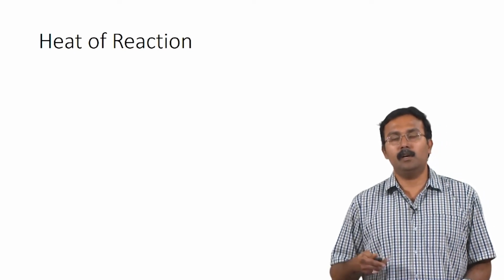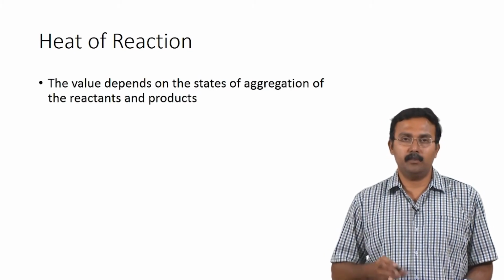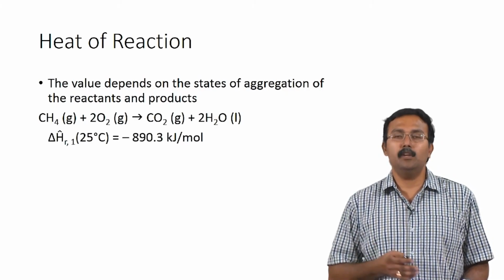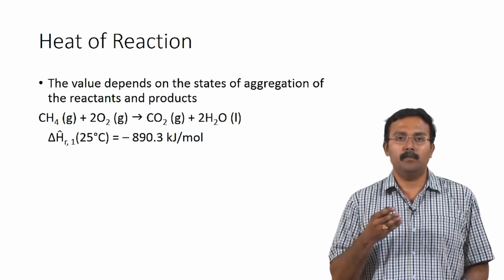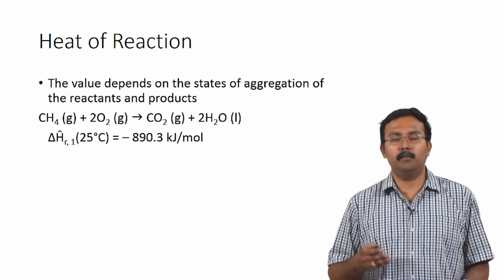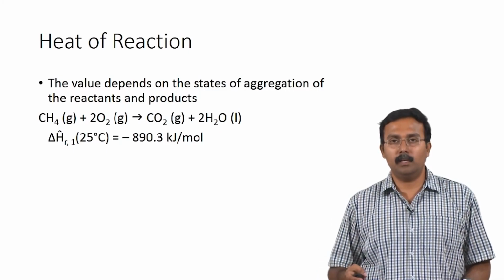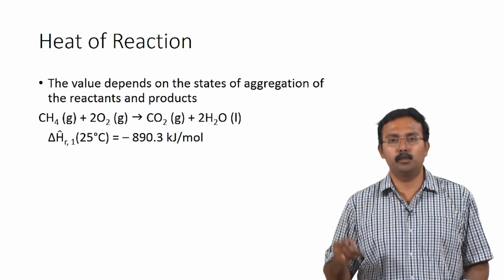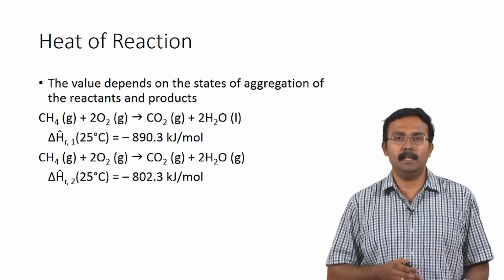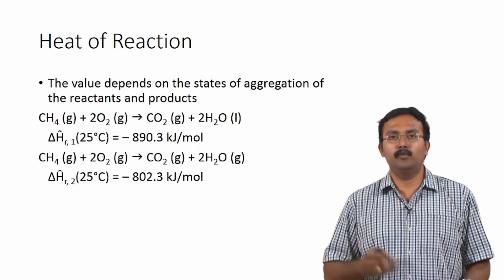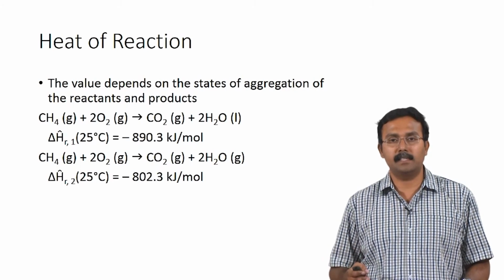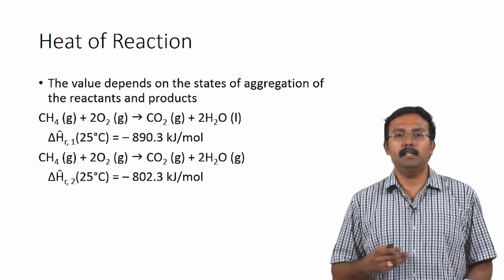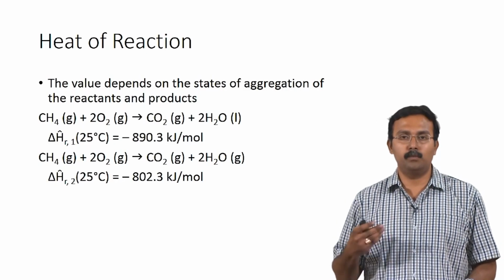Similar to this, you also have the effect due to the state of aggregation of the reactants and products. So, if the state of aggregation of one of the components changes, then your heat of reaction will also change. If you have methane gas plus oxygen gas forming carbon dioxide gas and water liquid, you would have the heat of reaction as minus 890.3 kilojoules per mole. However, if you have methane gas reacting with oxygen gas to form carbon dioxide gas and water gas, or water vapor instead of water liquid, you would have the heat of reaction as minus 802.3 kilojoules per mole.